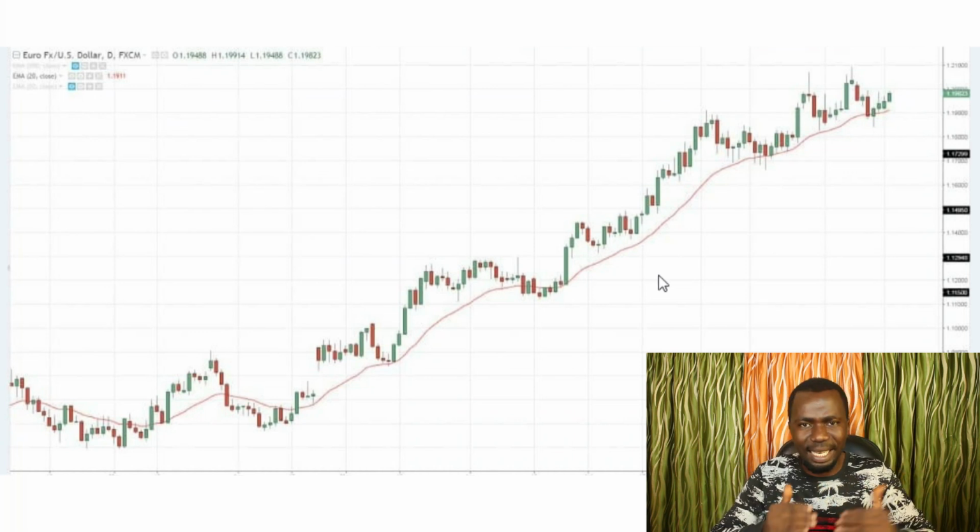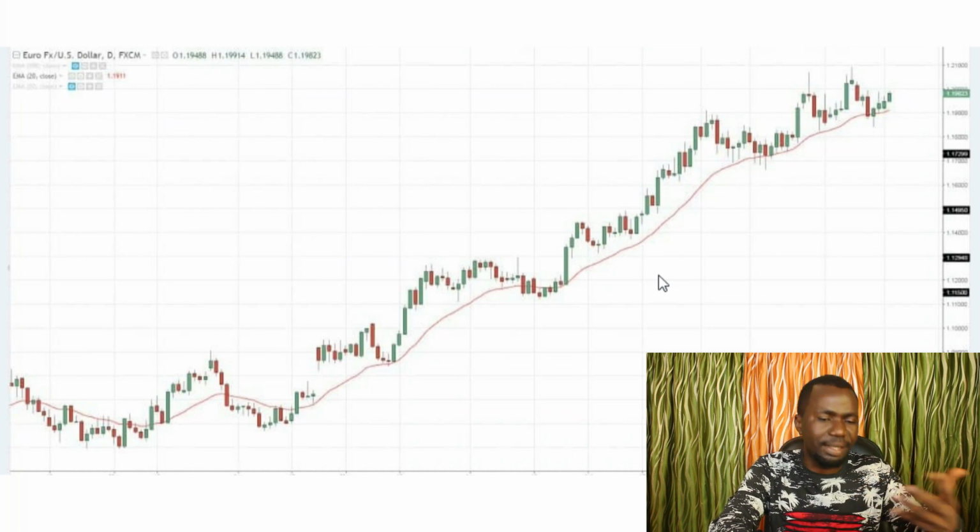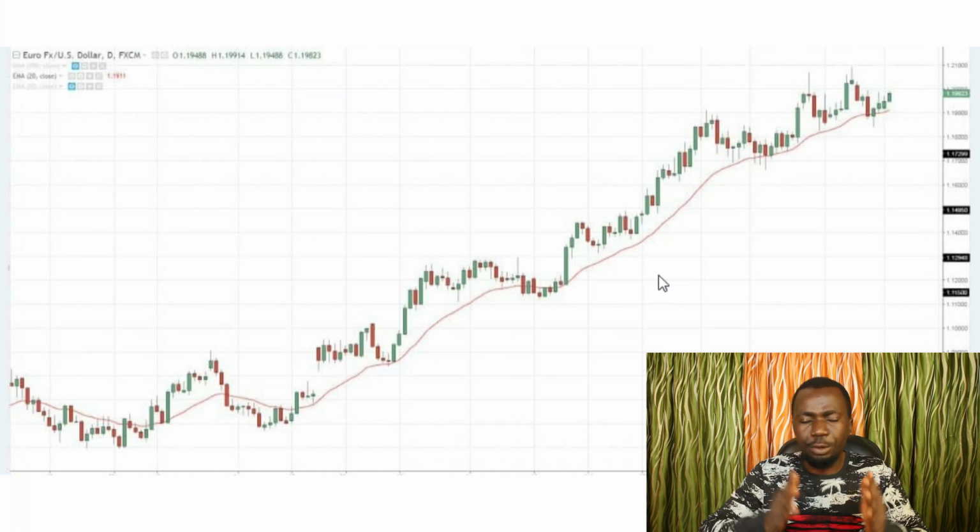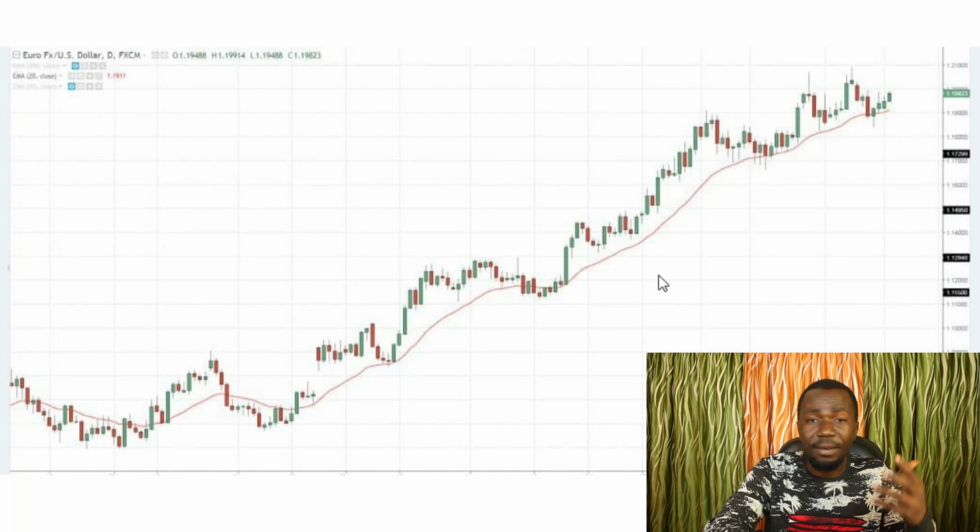But if the market is in a downtrend, then the moving average will be acting as what? The moving average will be acting as a resistance level. So that is why I said you can also use the moving average to act as what? Support and resistance level during a trending market.